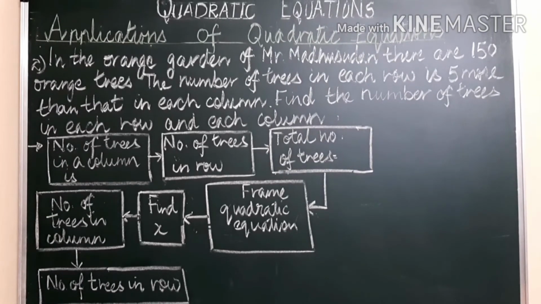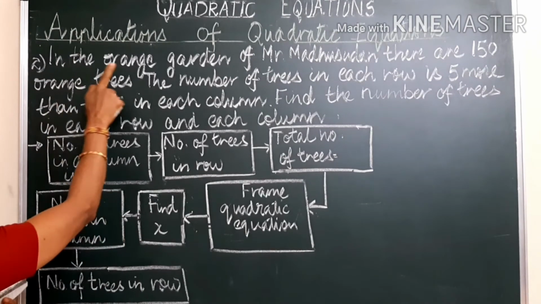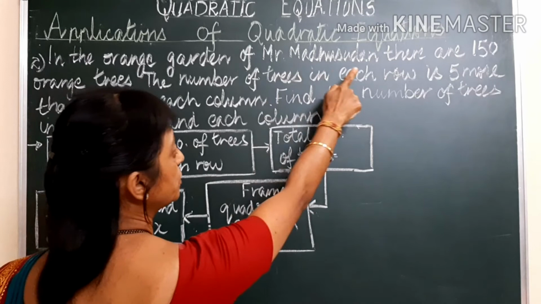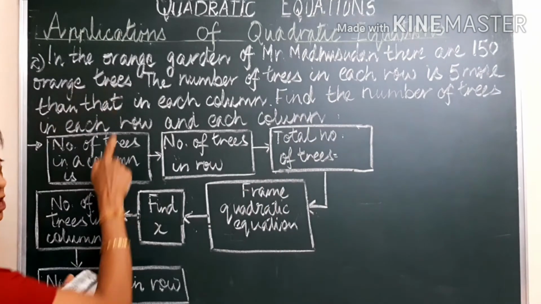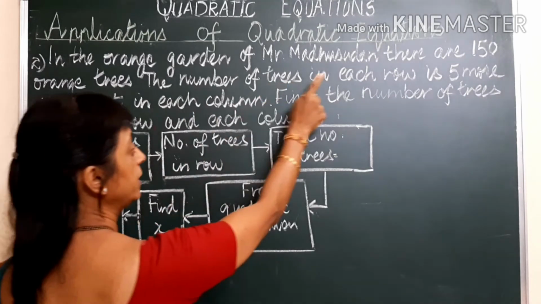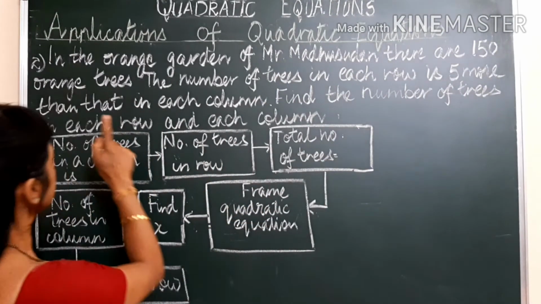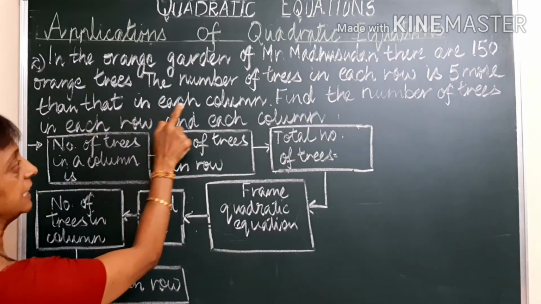Now let's start, children, the next problem. Let's see what is given. In the orange garden of Mr. Madhusudan, there are 150 orange trees. So total there are 150 trees. The number of trees in each row is 5 more than that in each column.